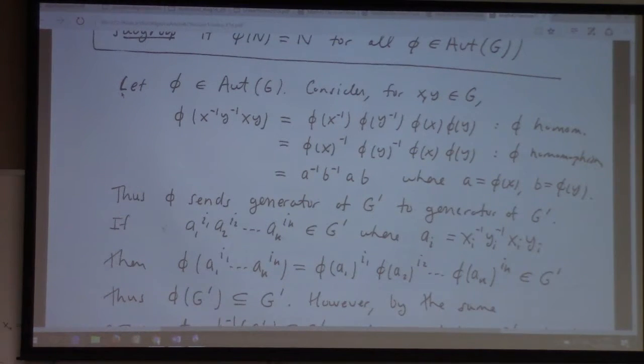I am assuming that we know that the commutator subgroup is a subgroup. I don't think we were asked to prove that it was a subgroup. If we were, there's a gap in my solution. I don't think we were.